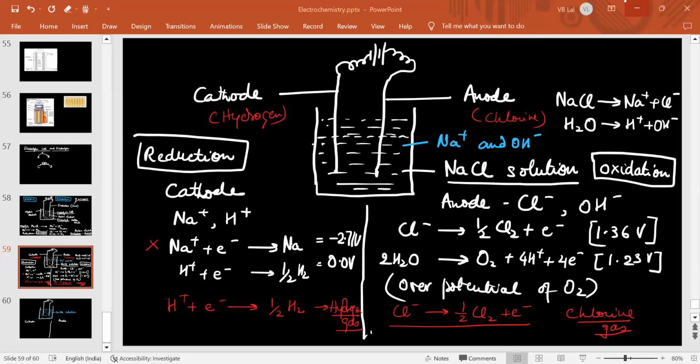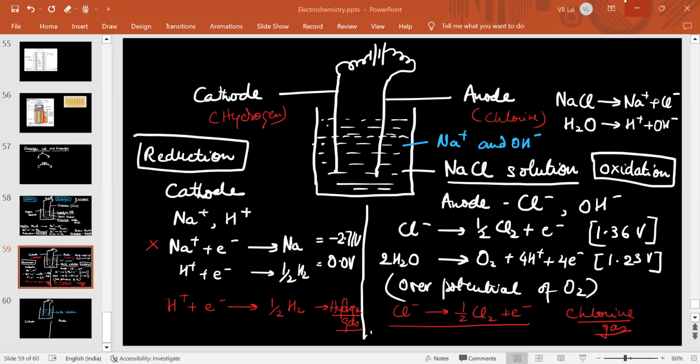So whichever has higher reduction potential, because what is the process which happens at the cathode? It is reduction. So when reduction happens at the cathode, the one which has higher reduction potential gets reduced at the cathode. Now here the higher reduction potential is of hydrogen. So hydrogen has a higher reduction potential compared to sodium. So it is not sodium, but hydrogen which gets reduced at the cathode. And so hydrogen gas is formed at the cathode.